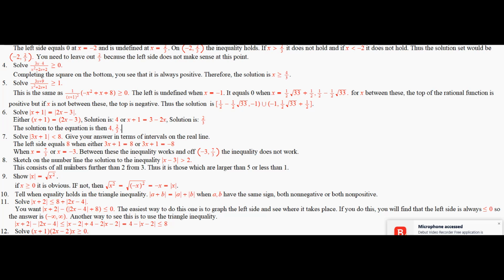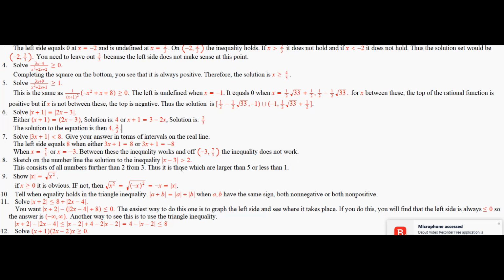All right, what are the points on the number line that are further from 3 than 2? Well, those would be the points between 1 and 5.